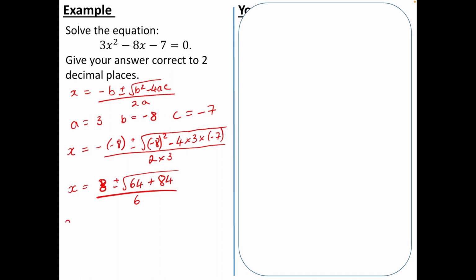I would now simplify this again and get x is equal to 8 plus or minus the square root of 64 plus 84. Can be rewritten as the square root of 148, and then divide by 6. I would then get my two answers by writing it into my calculator.